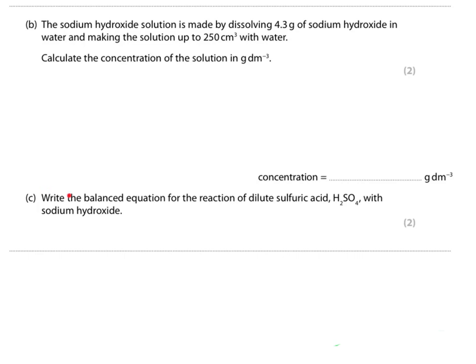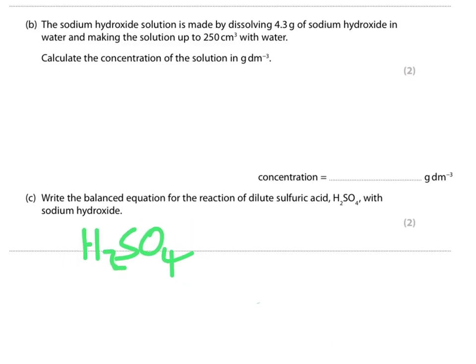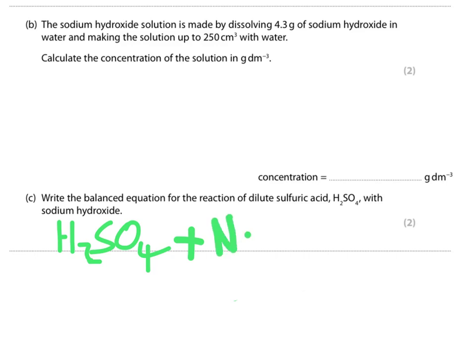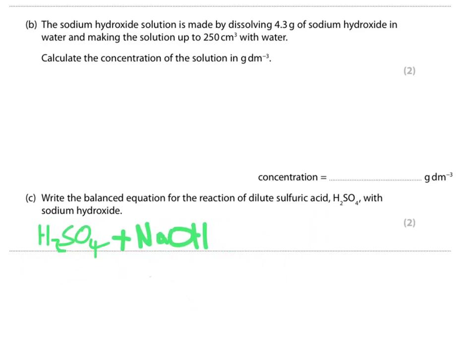So this question asks you to write the balanced equation for the reaction of dilute sulfuric acid with sodium hydroxide. Okay, quite a nasty question really if you're not that good at doing equations. So basically we know it starts off with sulfuric acid, so we've got H2SO4. We've been given the formula for sodium hydroxide in other places, or you might just know it. It is plus sodium hydroxide, NaOH. Okay, so that's our sulfuric acid plus sodium hydroxide. And then we draw a little arrow showing what it makes.